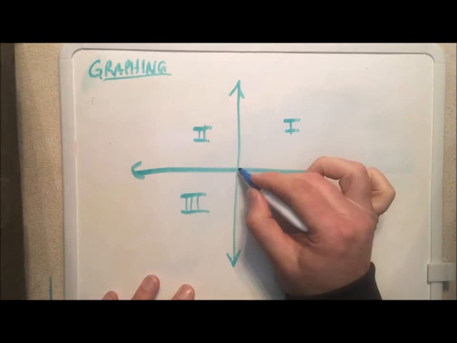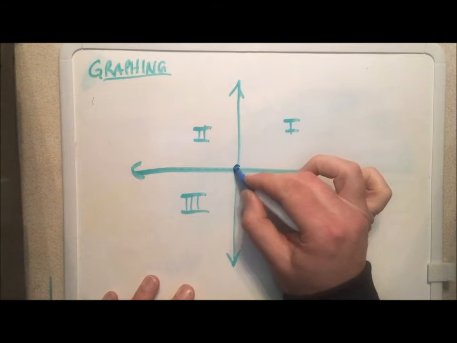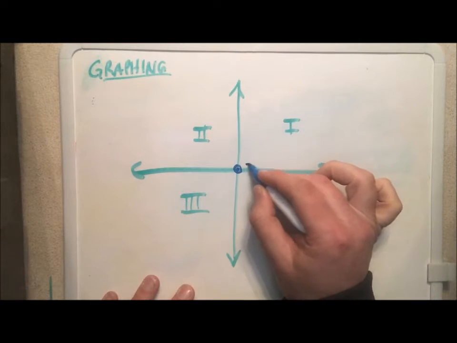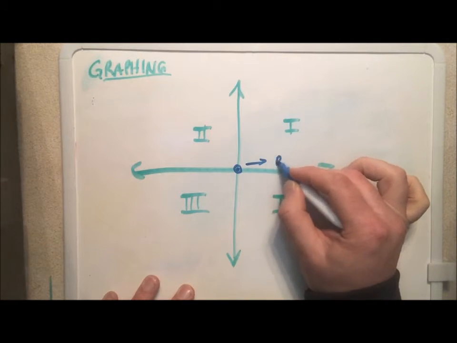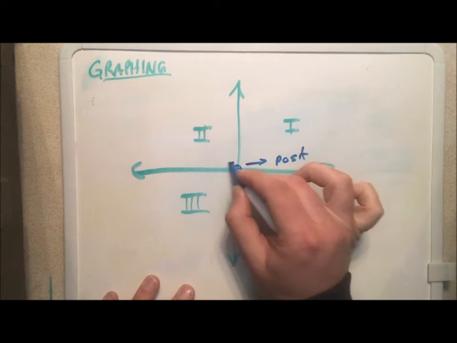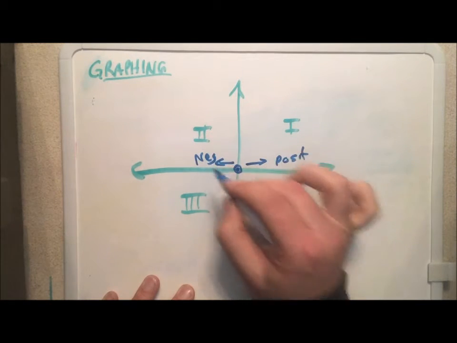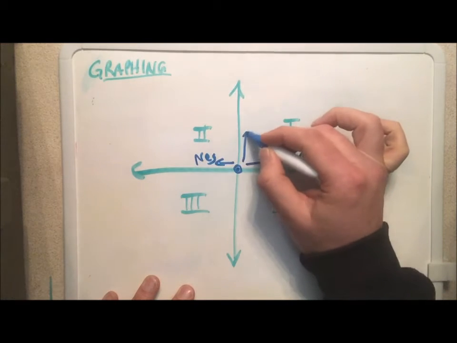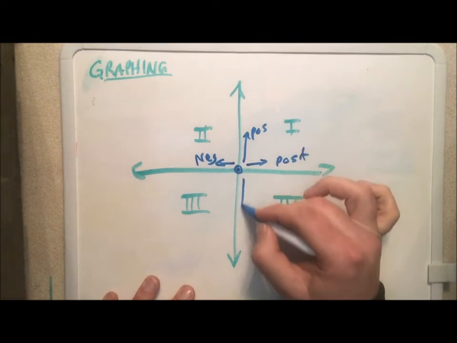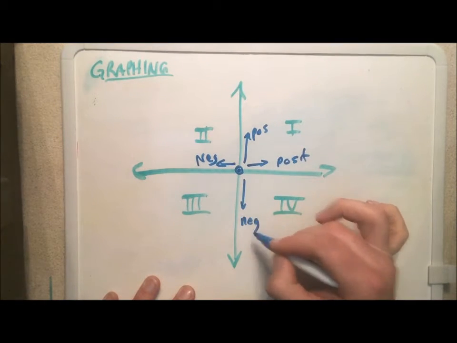Anytime you have, well, for example, this is always going to be 0 right in the middle, okay? If you go this way, you're going into the positive, and you go in this way, you're going into the negative. Likewise, if you go up, you're going into the positive. If you go down, you're going into the negative.